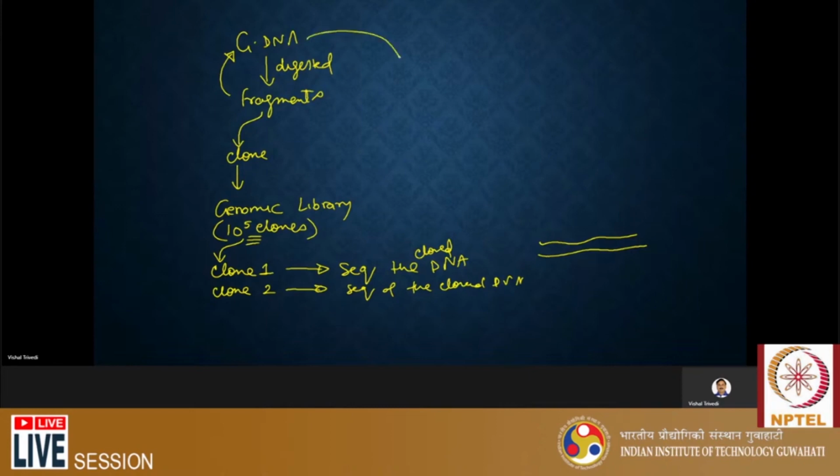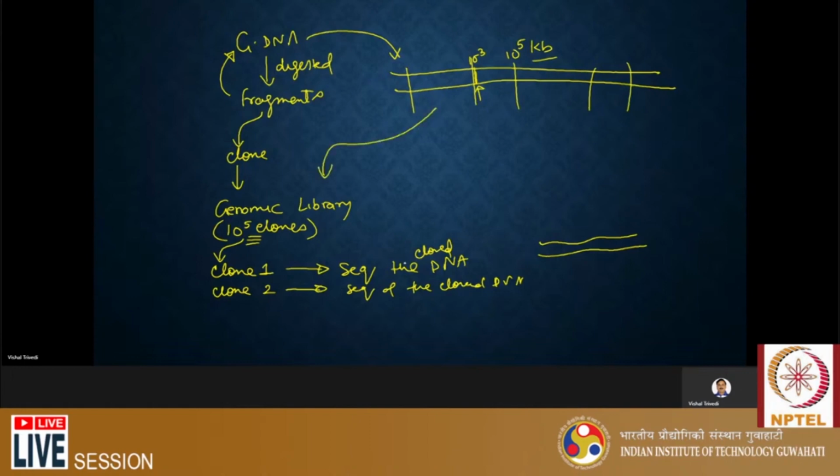Suppose you start sequencing a genome from the beginning. For example, if it is a genome of 10 to the power 5 kb, by the time you reach 10 to the power 3, the enzyme may not give you the accurate nucleotides. So what you can do is break this into fragments, like 1000 fragments, and prepare a genomic library and then do it this way. That's the way you are going to do the sequencing more accurately.